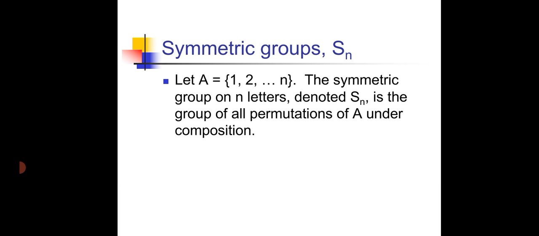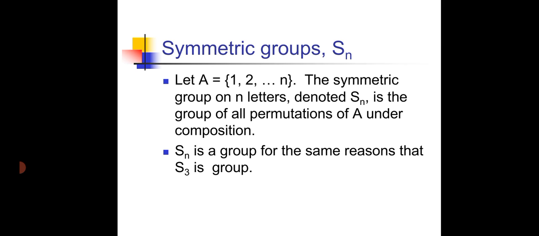Now we have verified these results for S3. Now we are moving to Sn. Sn is a group which consists of n elements, 1, 2, 3, etc. The group of n letters is denoted by Sn, and the group of all permutations of A under the composition function. So Sn is a group for the same reason as S3; the same procedure we have to follow. And the number of elements in Sn is n factorial, as 3 factorial for S3, here n factorial.